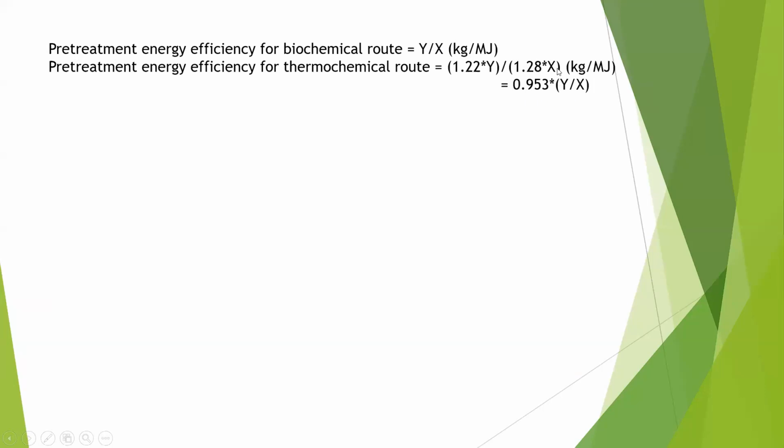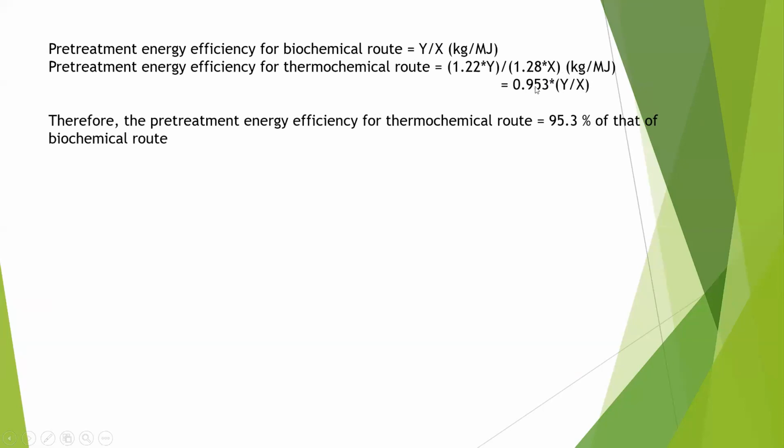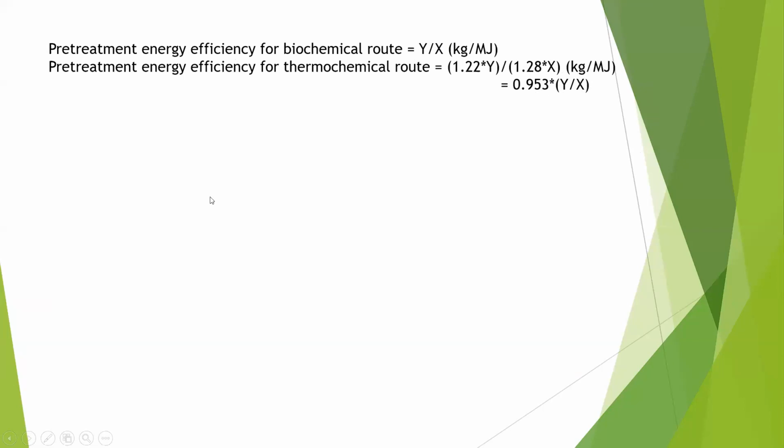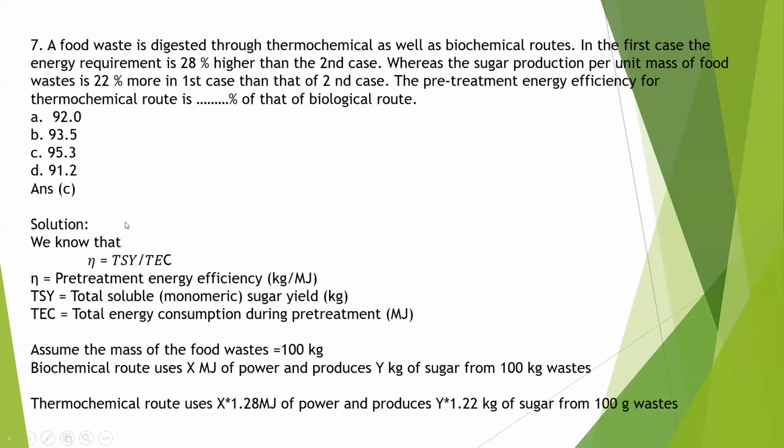0.953 into Y by X. And Y by X is the pre-treatment energy efficiency for the biochemical route. So the pre-treatment energy efficiency for the thermochemical route will be 0.953 into 100, that is 95.3% of that of the biochemical route. So the correct answer is C.